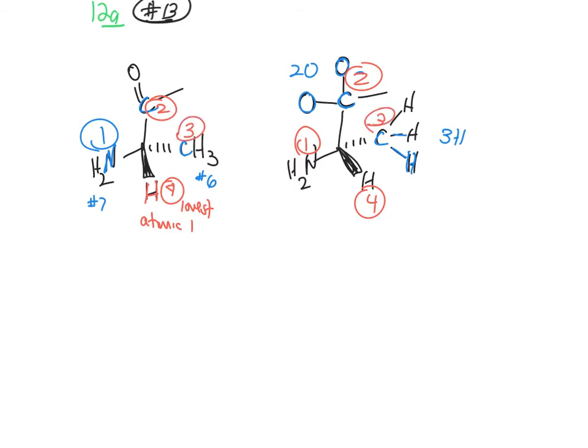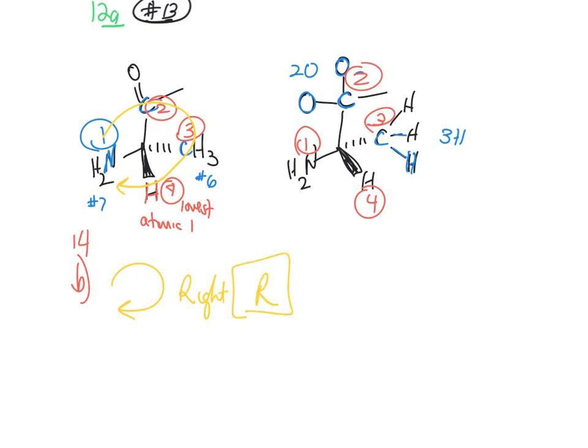Now, on number 14, I'm just going to do it the way I do it. So we've assigned our priorities. Now we connect the 1, 2, 3. When we connect the 1, 2, 3, you're turning the wheel to the right. So that's R.